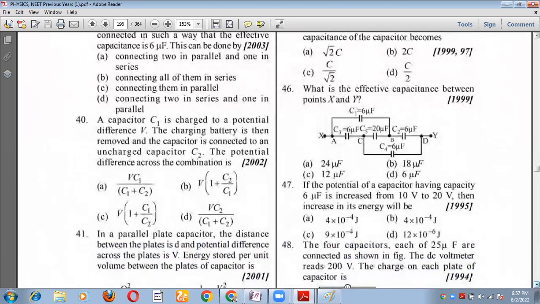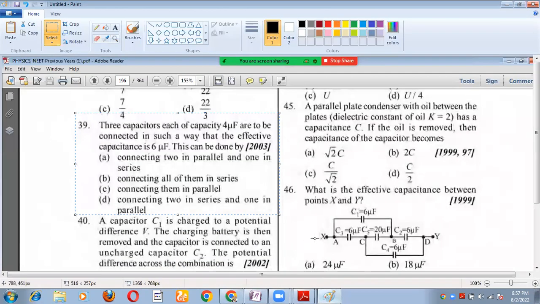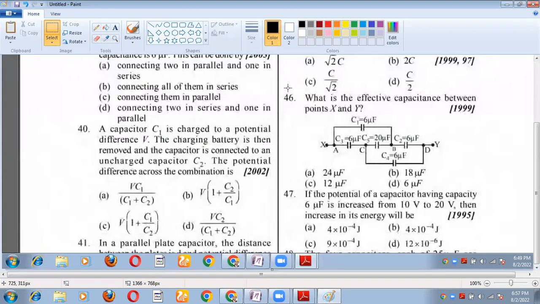Now see question number 46. This is also a kind of combination. So we will see question number 46. This is from 1999.